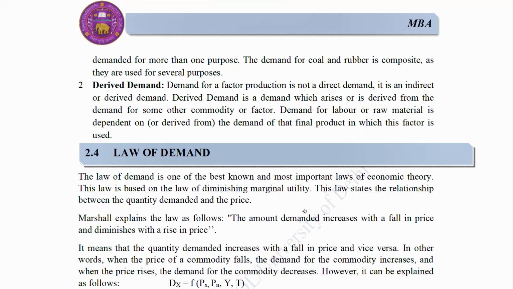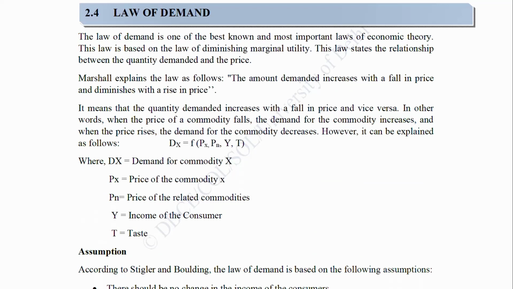2.4 Law of Demand. The law of demand is one of the best known and most important laws of economic theory. This law is based on the law of diminishing marginal utility. This law states the relationship between the quantity demanded and the price. Marshall explains the law as follows: the amount demanded increases with a fall in price and diminishes with a rise in price.